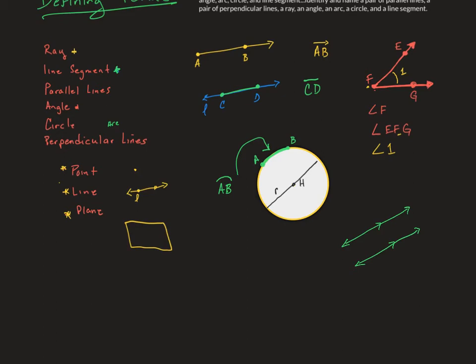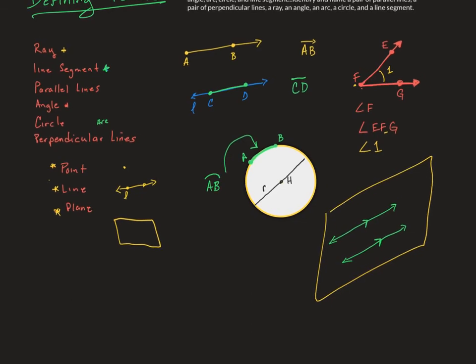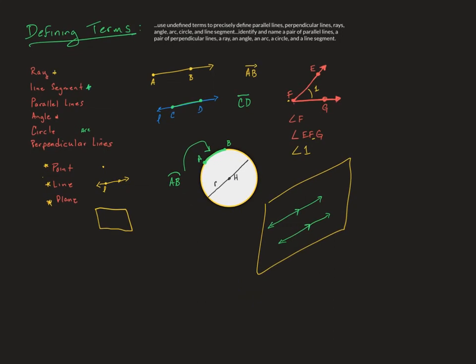And in order to be parallel, they've got to exist on the same plane. So they're all on the same plane. So these lines would be considered parallel, showing your parallel marks. And then the other thing we can talk about is possibly the perpendicular lines. Perpendicular lines are lines that intersect and form a right angle, and a right angle is going to be 90 degrees.